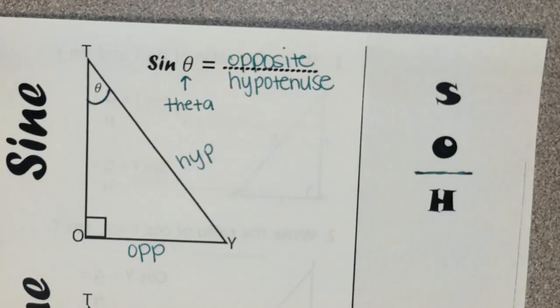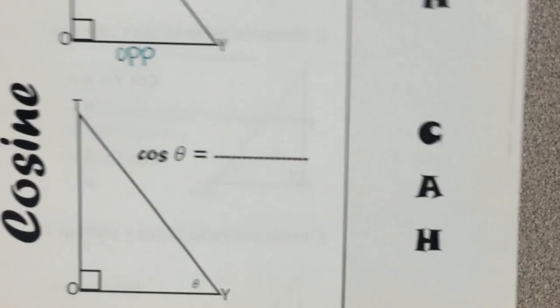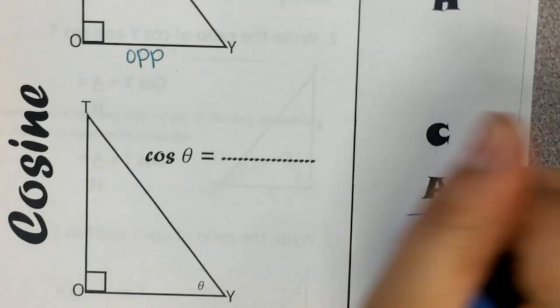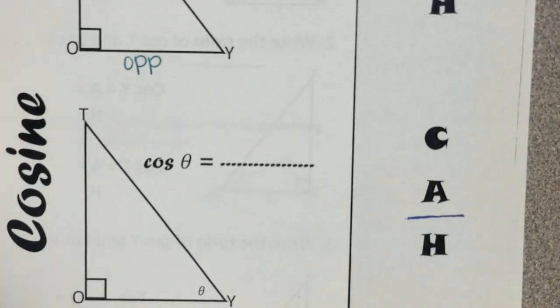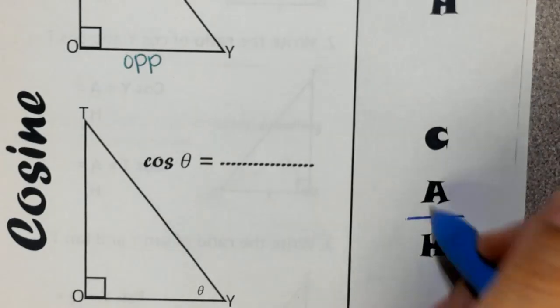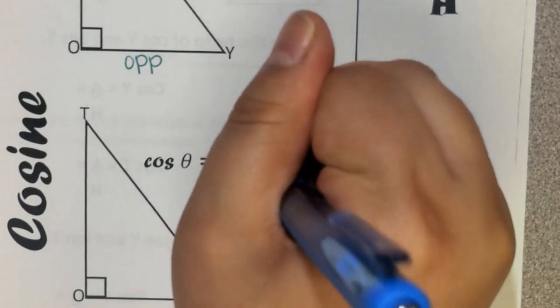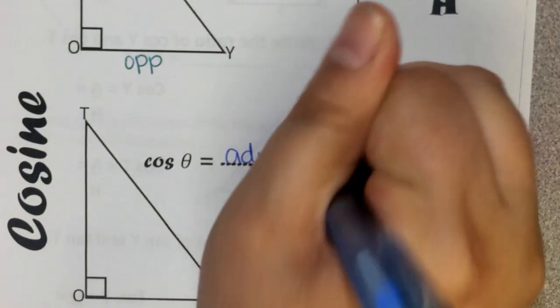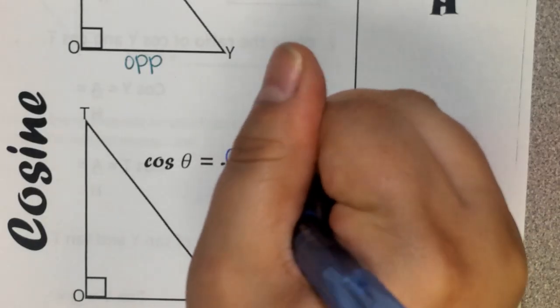Okay. Next we have cosine. Everybody say cosine. Cosine is what? Adjacent over hypotenuse.